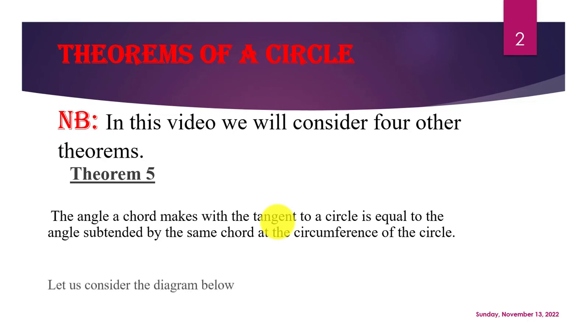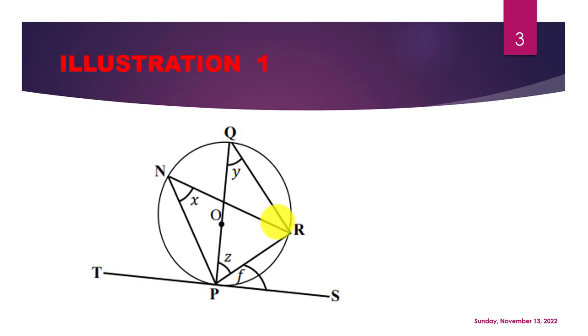Okay, so let's consider the diagram below. We have a nice diagram on the screen, Illustration 1. Look at this diagram carefully as we move along. We are going to use this diagram to explain the theorem stated. In this diagram we have line TPS, and this line TPS is termed as the tangent to the circle.